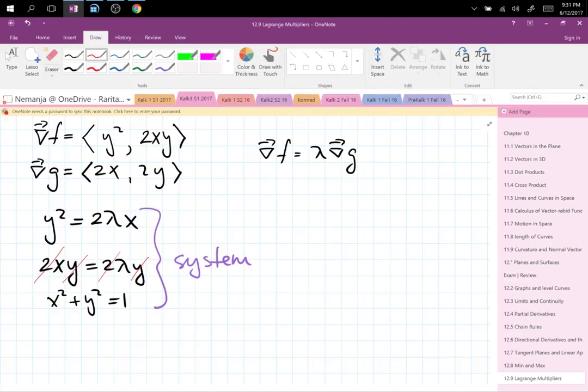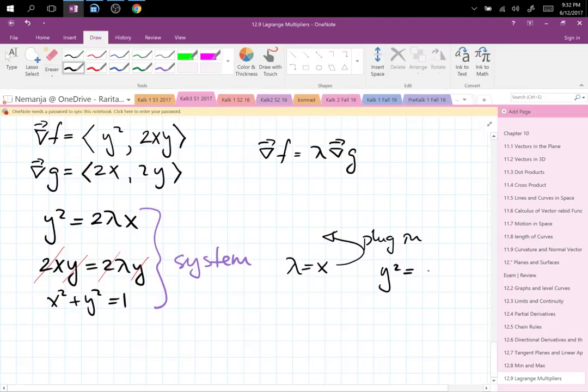So using that manipulation, that logic, solving the system, I found quickly that lambda is equal to x, which I plug in up there, and I get that y squared is equal to 2x squared. From where y is equal to plus minus root 2 x. Actually, no. Scrap that. I don't want that. I don't want this. You know why? Because the bottom equation has squares. It's nice.